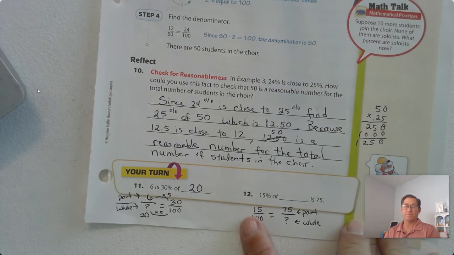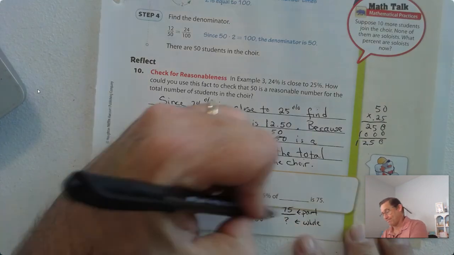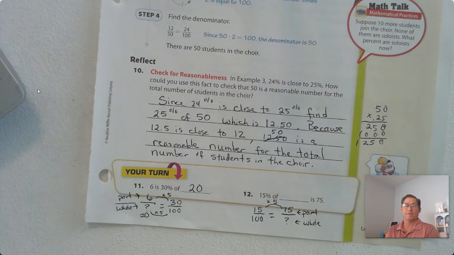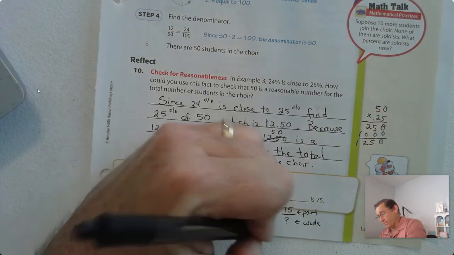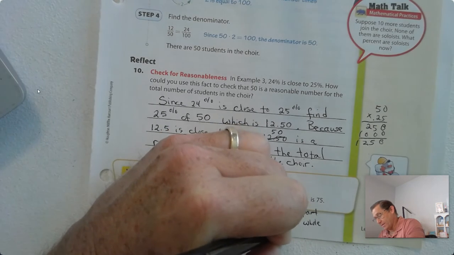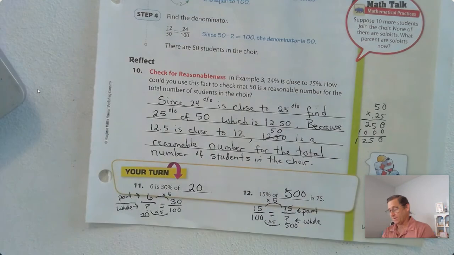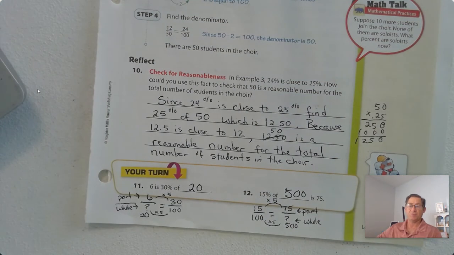Right? How do you go from 15 to 75? We multiply by 5. Okay. 5 times 5 is 25. Regroup. 5 times 1 is 5, plus 2 more is 7. So 75. So 100 times 5 would give us 500. So 15% of 500 is 75.